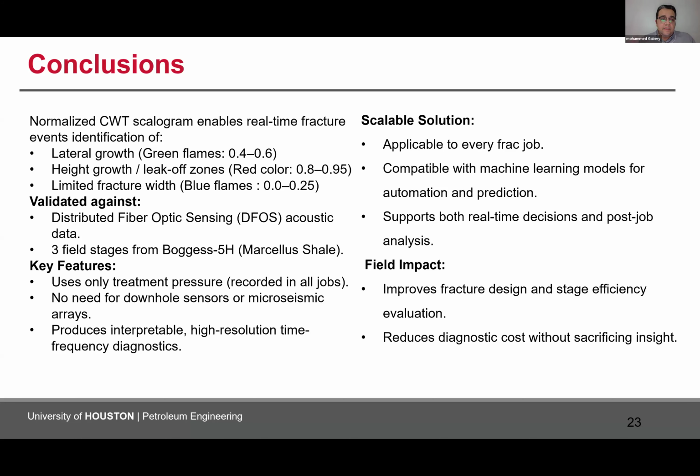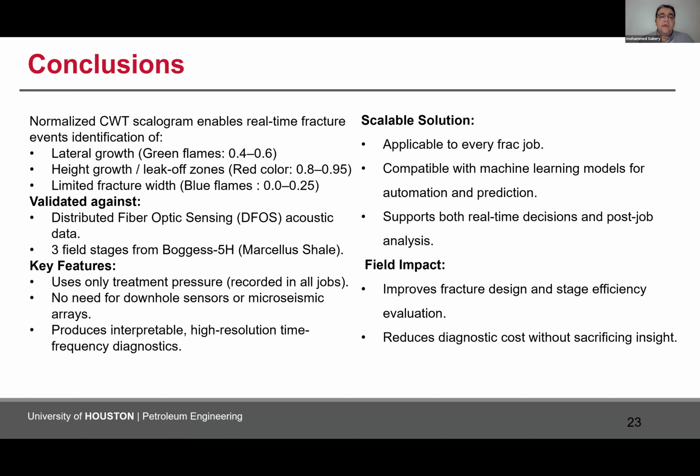We validated these techniques on distributed fiber optics acoustic data, and also previously against microseismic event development with time on Marcellus Shale. We also applied this technique on the Middle Bakken formation, and it worked perfectly, because it provides complex features that can represent the complex fracture propagation downhole. We use only treating pressure recorded in all jobs.